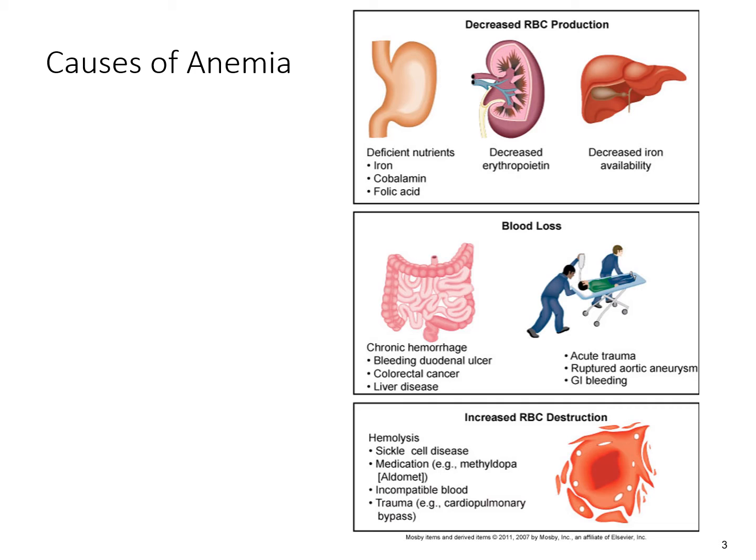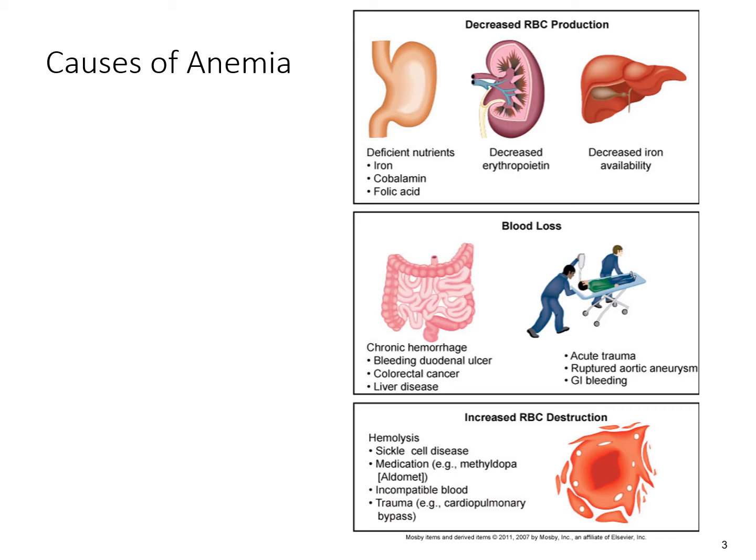We can get anemia because of blood loss, and there are so many different things that can cause blood loss. You've been given examples there: hemorrhaging, ulcers, liver disease, colorectal cancer, acute trauma, ruptured aortic aneurysms, and GI bleeding. Fine. How else can we get anemia? We can get it also from increased red blood cell destruction. So this could be things like hemolysis.